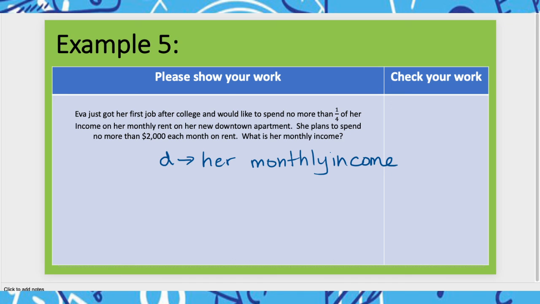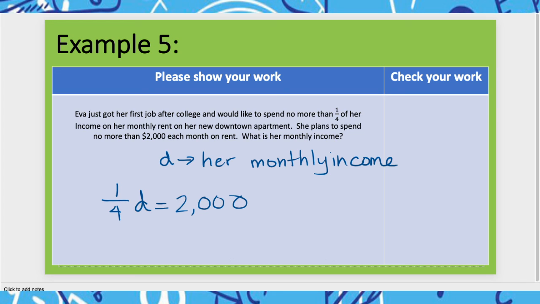Well, we know exactly how much she wants to spend on her rent. We know that she's spending exactly 1/4 of her total monthly income. So that's kind of a clue right there that I'm going to multiply 1/4 times her total income. So 1/4 times D, or 1/4 D, is going to equal exactly 2,000. So 1/4 of her total income is equal to 2,000. Now we're going to solve this equation to figure out what is her monthly income.